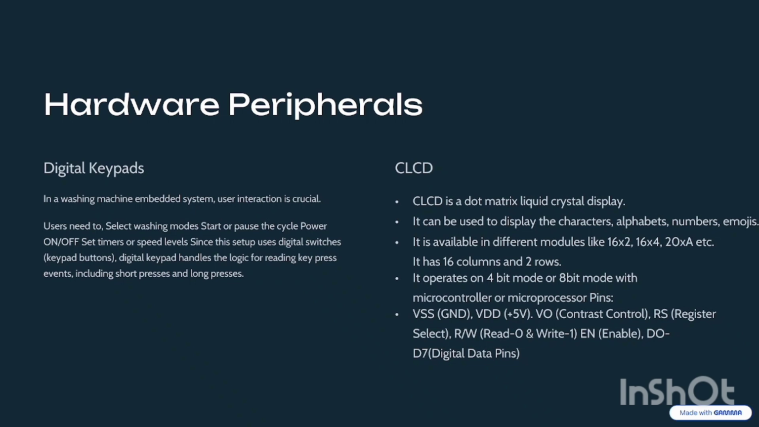And the next one is CLCD. It is a dot matrix liquid crystal display. It can be used to display characters, alphabets, numbers, and even emojis also. It is available in different modules like 16 cross 2, 16 cross 4, 20 cross 4, etc. And it has 16 columns and 2 rows. It operates in 4-bit mode or 8-bit mode with microcontroller or microprocessor pins.